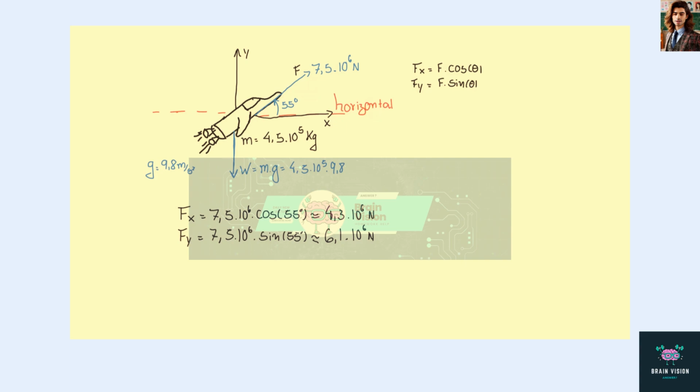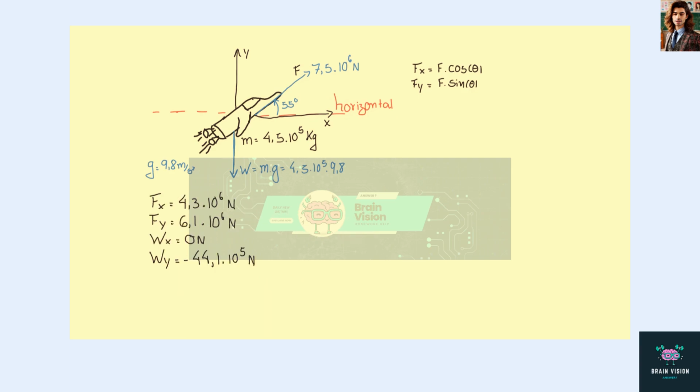It only has one component that points towards the negative y direction. Therefore, we can write it like that. The x component of the weight force is equal to 0, and the vertical component is equal to minus 4.5 times 10 to the fifth times 9.8, which is approximately 44.1 times 10 to the fifth newtons. Now let me summarize these results.